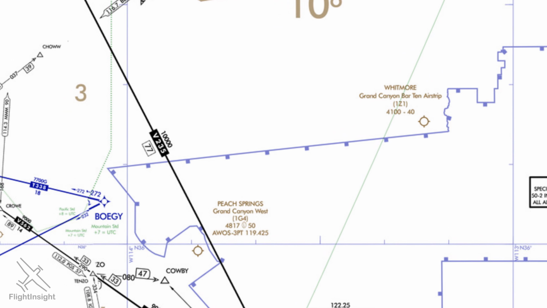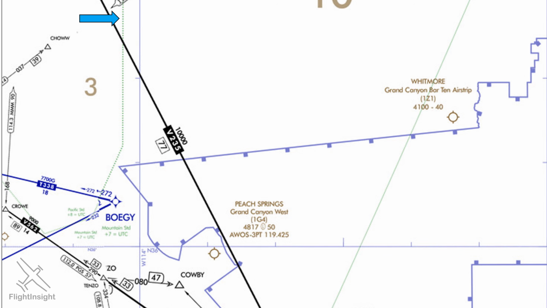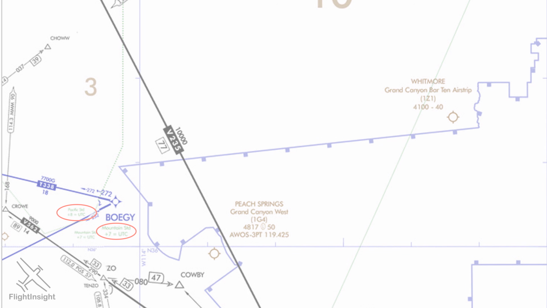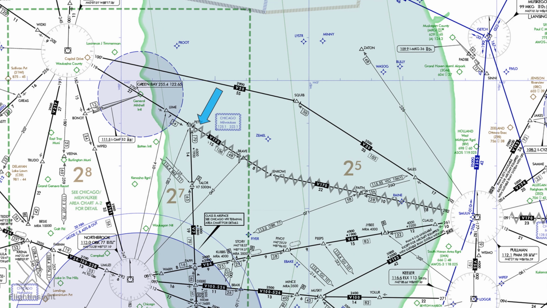Over on the west side of the SFRA here is an interesting symbol. This dotted line depicts where the time zones change. This is the changeover point from the Mountain Time Zone on the east side to the Pacific Time Zone on the west side. Finally, here's a zigzag through Victor 170 across Lake Michigan.